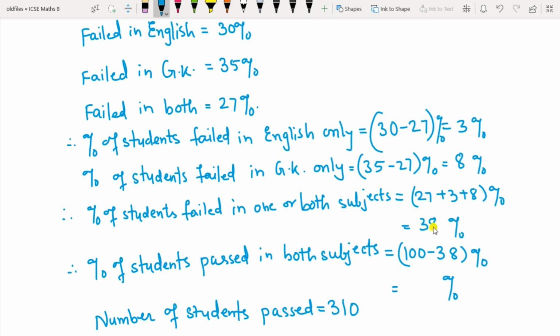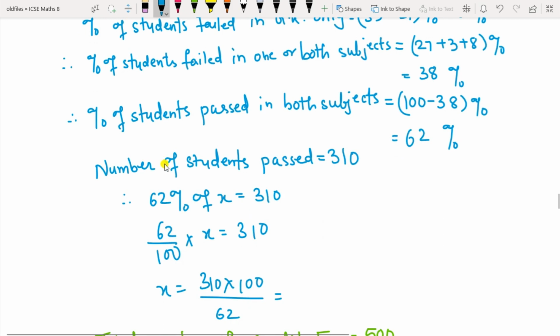So how many passed then? 100 minus 38. Since this is percentage, you have to subtract it from 100 to find the other value. So 100 minus 38 gives you 62% of the students passed in both subjects. Now the number of students passed has been given as 310. Whatever value you write on the left hand side should correspond to the value on the right hand side.